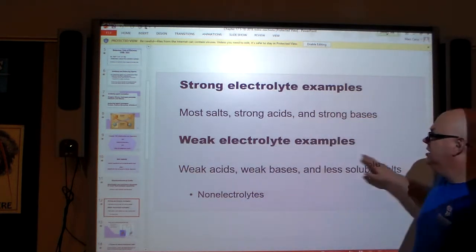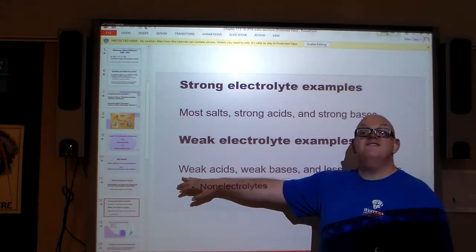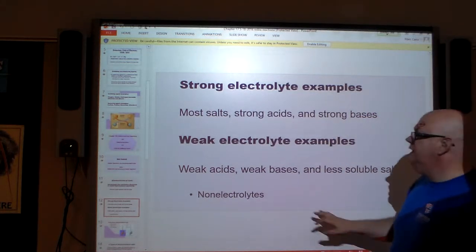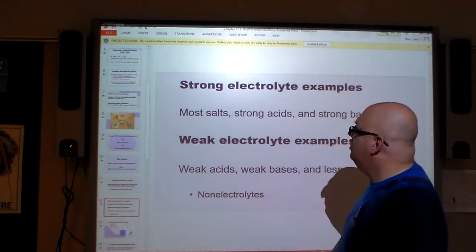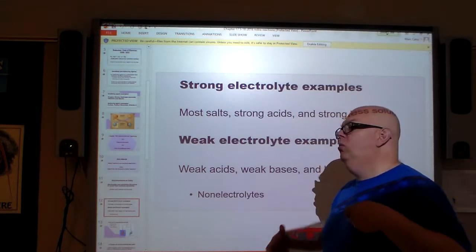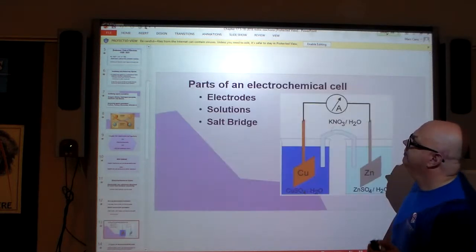When we look at weak electrolytes, we can look at weak acids and weak bases, so think of vinegar, acetic acid, and less soluble salts. And then, of course, there are non-electrolytes. They don't really allow electricity to flow through that well, okay?